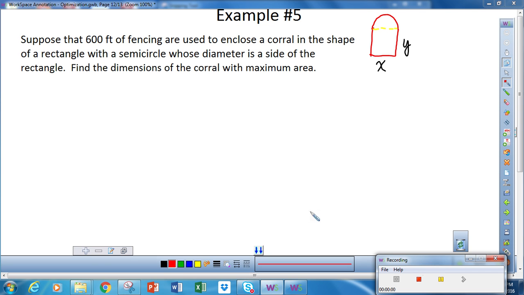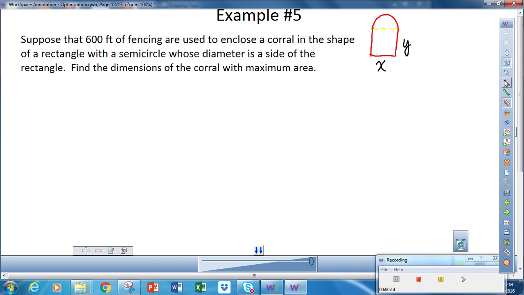Okay, so this is the last problem of optimization and actually the last problem of the unit. It's been fun. I hope you've enjoyed these videos. And of course, I saved the best for last. The very best problem for last.